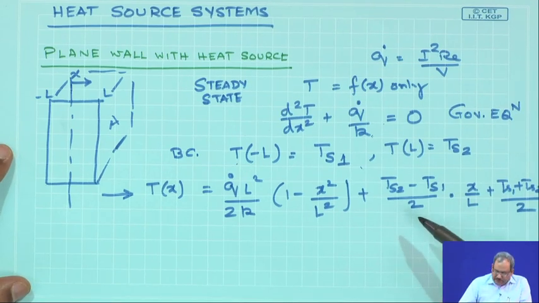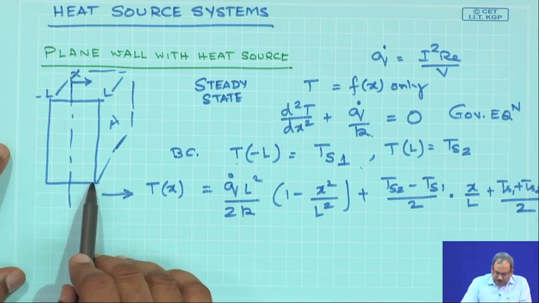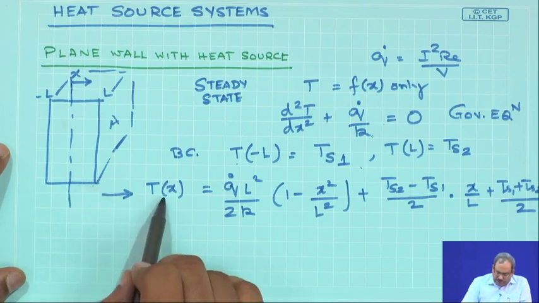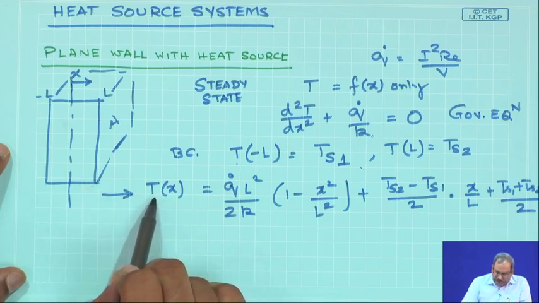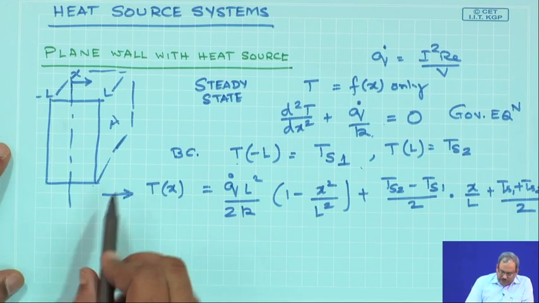So, heat flux, if this is the temperature profile inside the solid between minus L to plus L, then the heat flux at any point can simply be obtained by finding out what is dT dx and multiplying it with k by invoking Fourier's law.